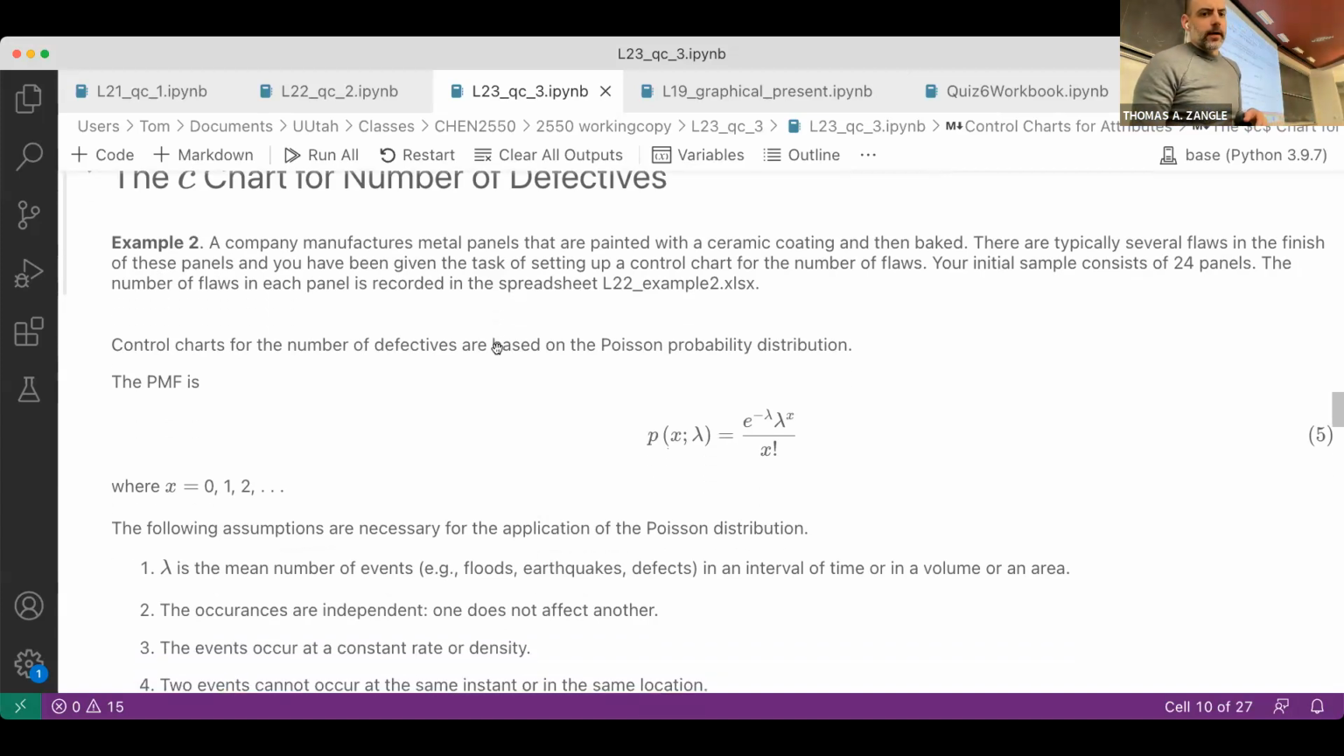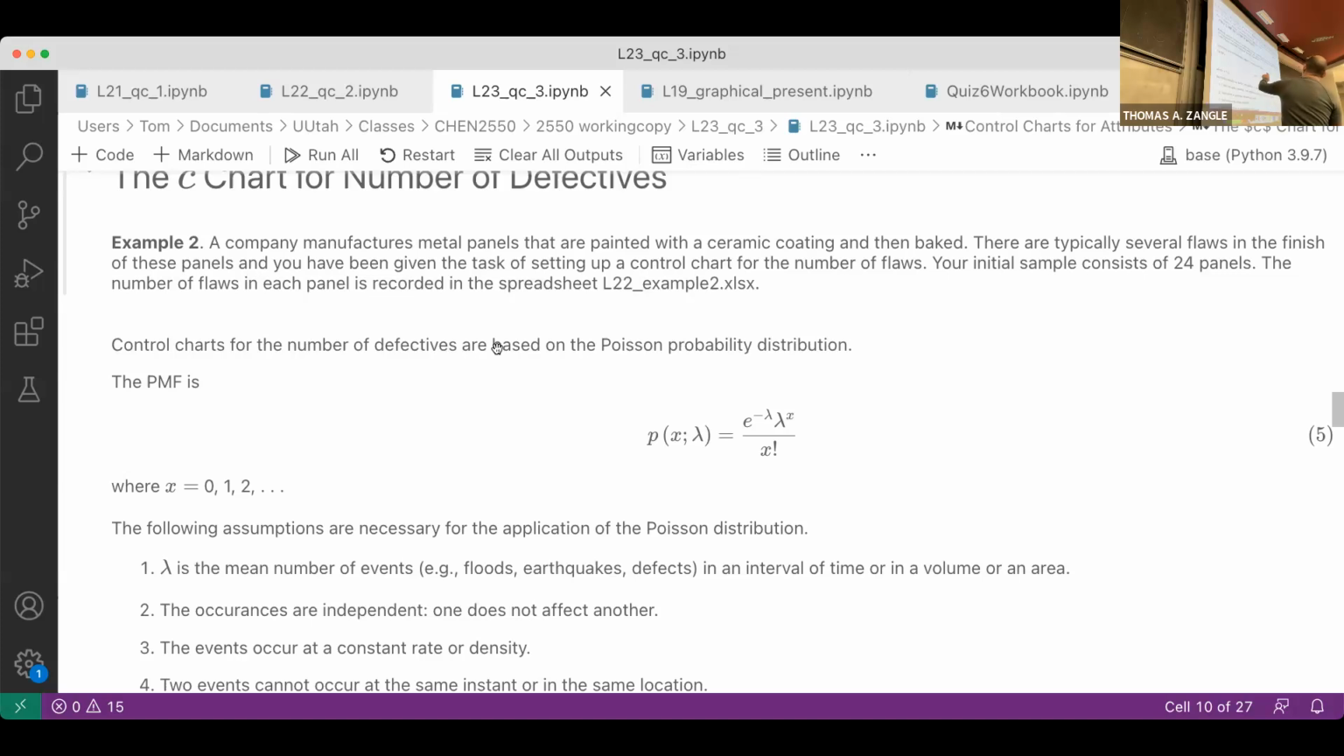All right, so the final example is going to be when what we're interested in is the number of defects that we have within a process, rather than the proportion of defects that we have within the process. So a subtle difference.